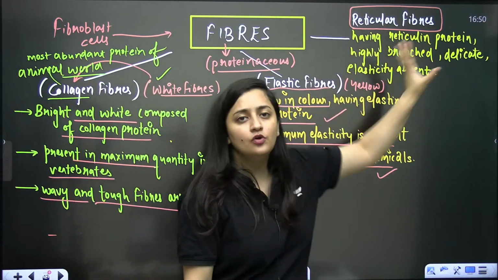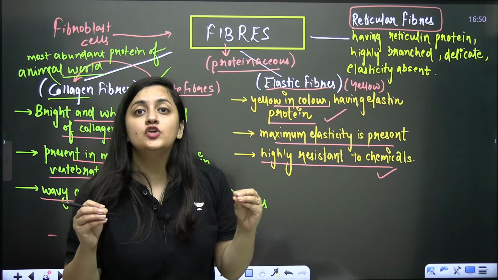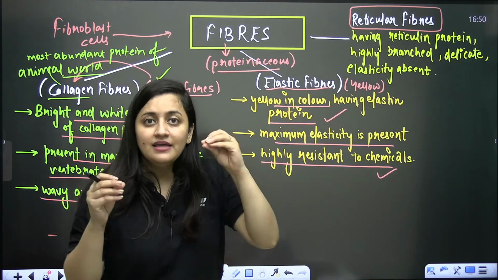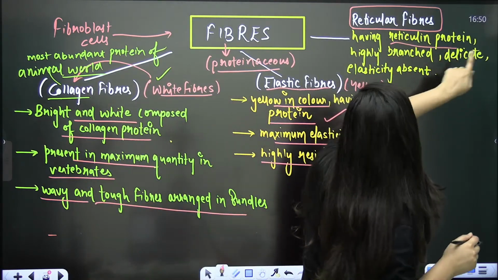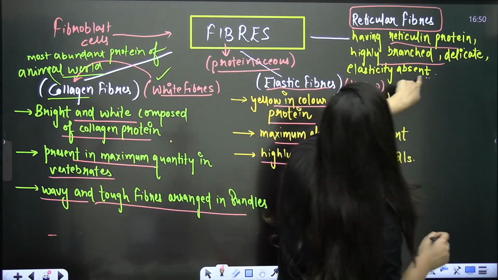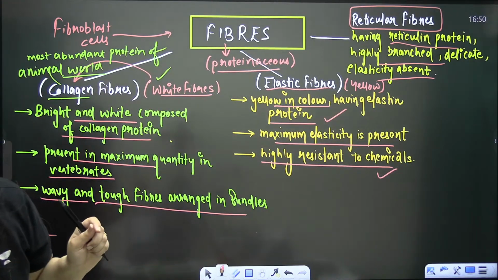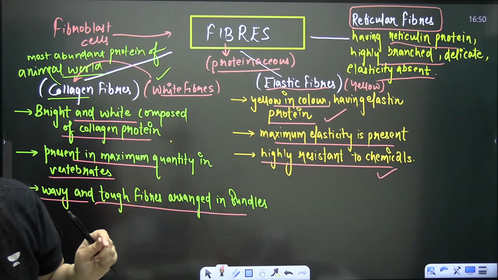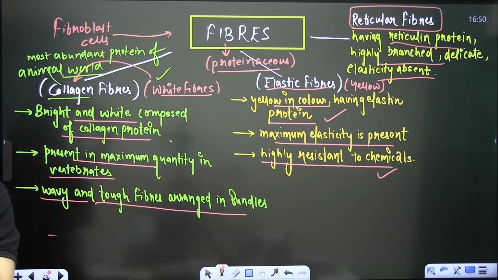Then reticular fibers. The word reticular means network. Reticulum, network. So these fibers have reticulum protein, and they are highly branched, delicate fibers, and in their case, elasticity is absent. Elasticity is absent here.